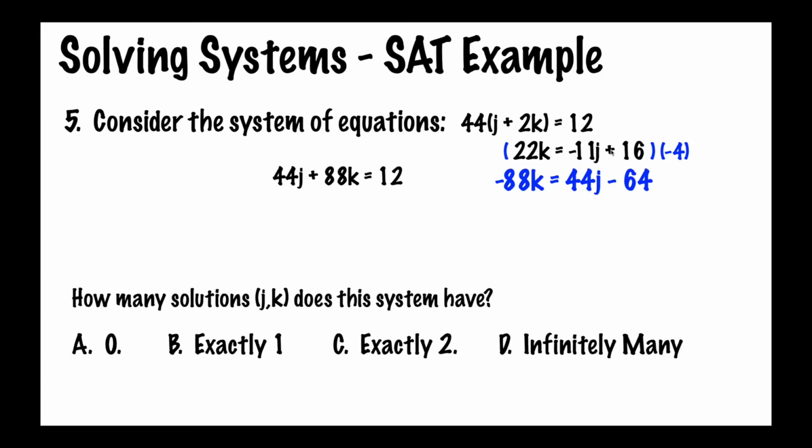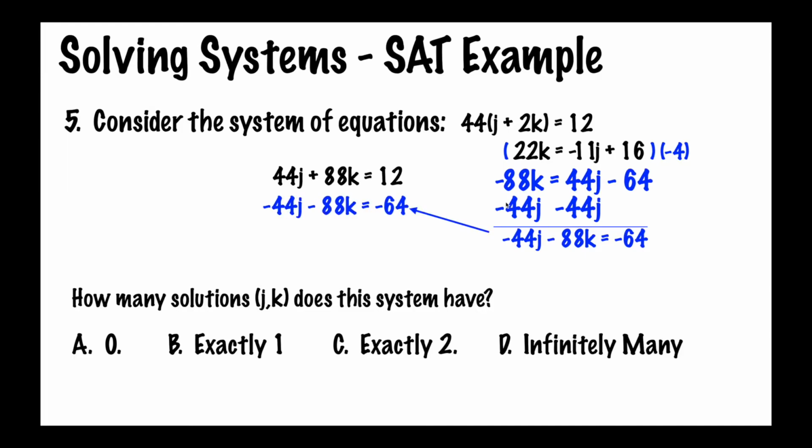So what that's going to do is it gives me negative 88k equals 44j minus 64. Now from here, if I subtract that 44j over, I now have negative 44j minus 88k equals negative 64, which I can bring over to this equation. Last thing here is that we're going to go ahead and cancel our j's and k's, which gives us 0, so we know it's a special case, is equal to negative 52.